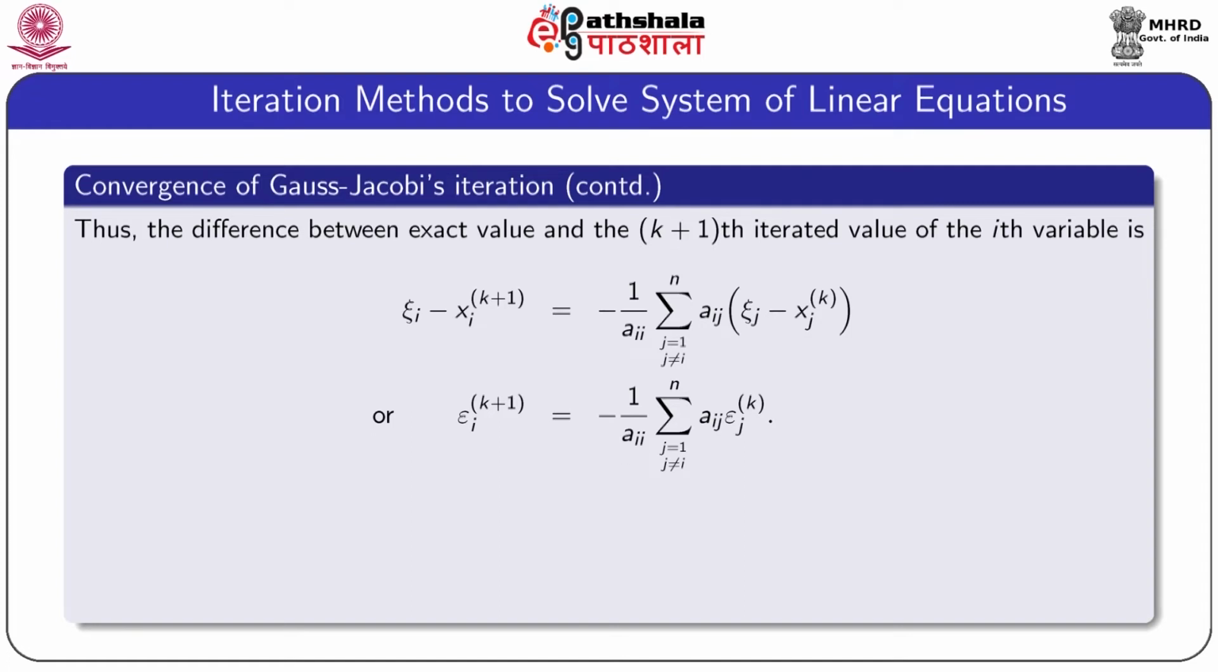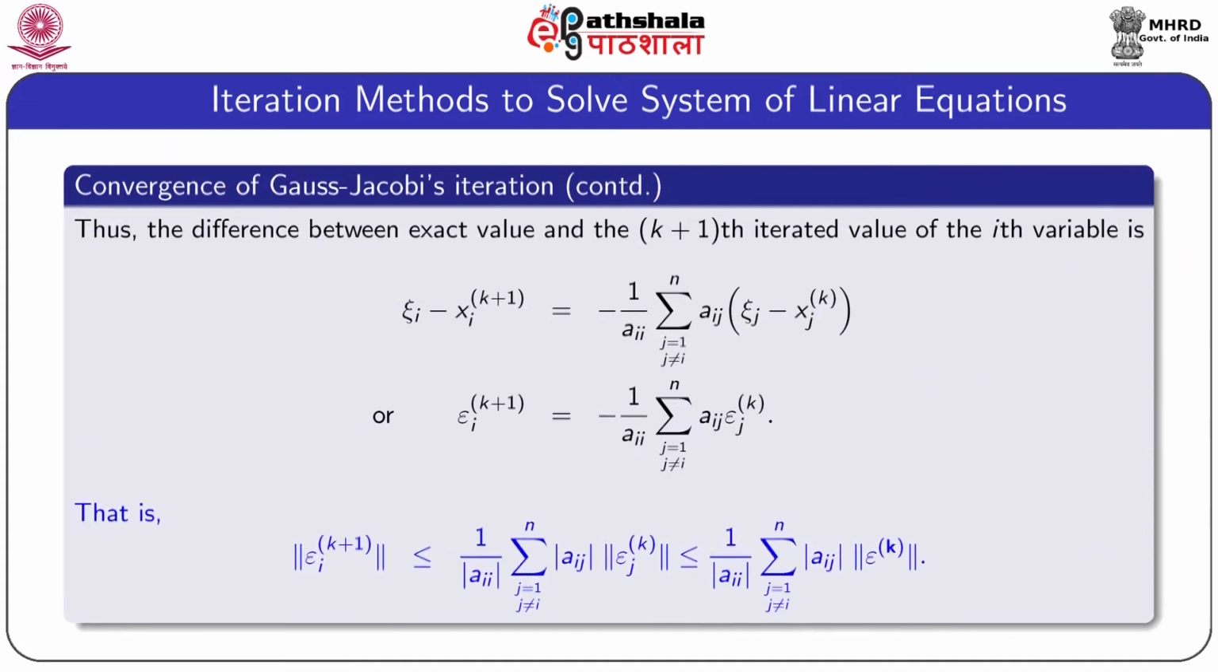So, we write xi minus xi^(k+1) as epsilon i^(k+1), that means this is the error occurred at the k plus 1 iteration for the variable xi, which is equal to minus 1 by aii summation over j equal to 1 to n, j not equal to i, aij epsilon j^k. So, this gives the error expression at the k plus 1 iteration, and that one depends on the error occurred in the kth iteration.